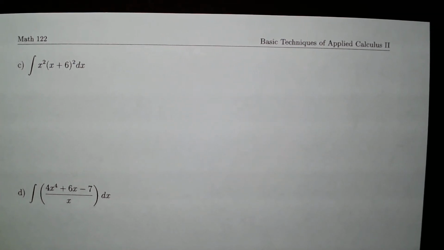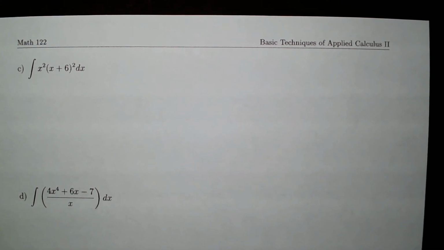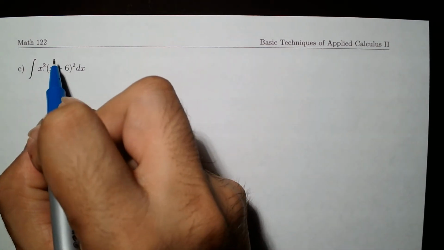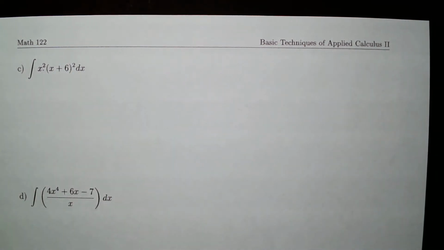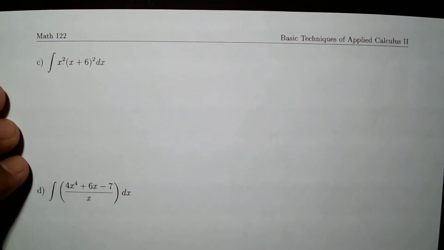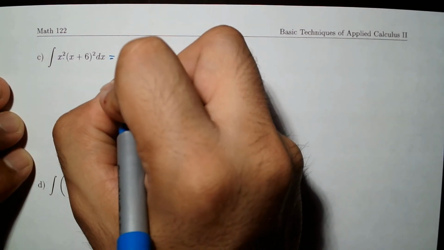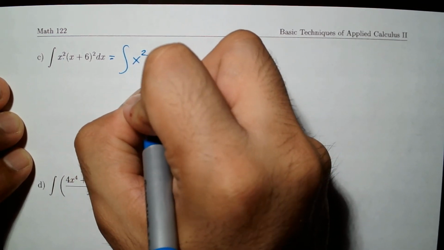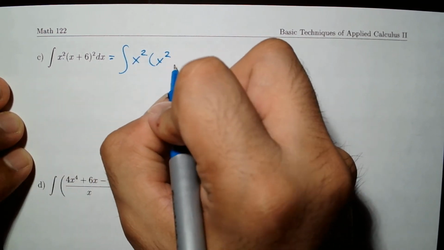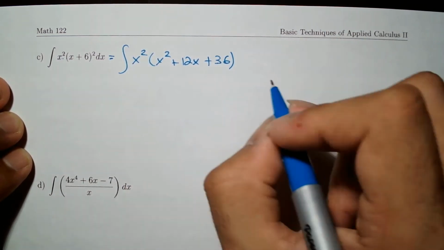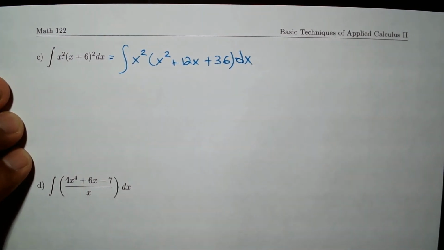In some cases, we won't be able to just directly integrate this. Look at letter C. So in this case, I cannot integrate this as a product. And again, keep in mind, we cannot just distribute the exponent along sums or differences of terms. So what are we going to do here? So first we're going to do some algebra. That is, I'm going to expand the binomial. Integral of x squared times x squared plus 2 times 6, which is 12, x plus 36 dx.